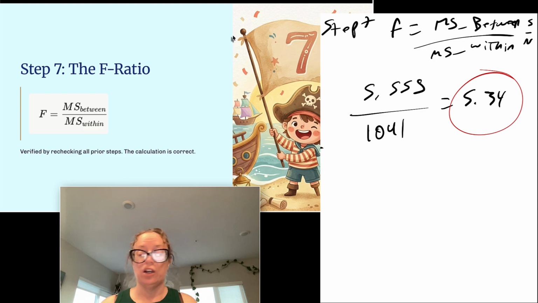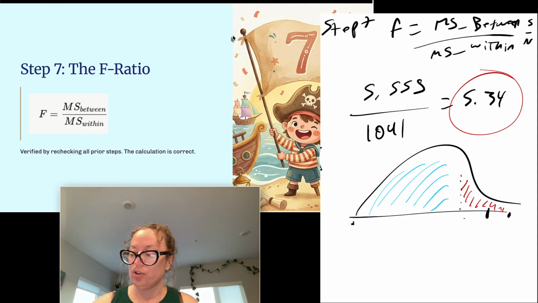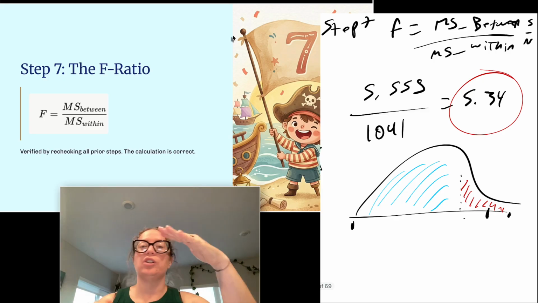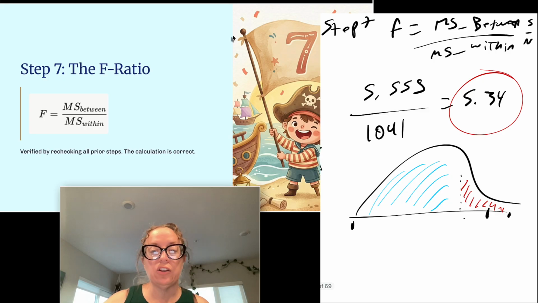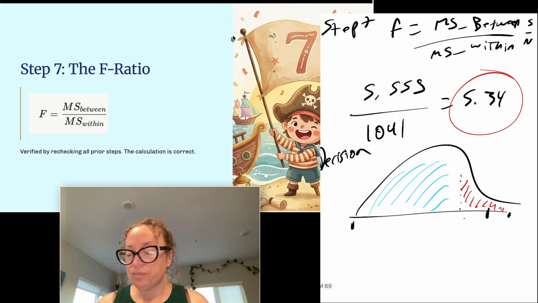It's not 1, right? So if you look at the distribution chart, right, 1 is way over here. If it's 1 or close to 1, then the signal doesn't outweigh the noise. But this is 5.34. Now, is it enough to get past the critical value? Well, we have to remember what our critical value was, okay? So now we get to the decision stage. So you draw out the distribution. Okay, now we're in decision stage.